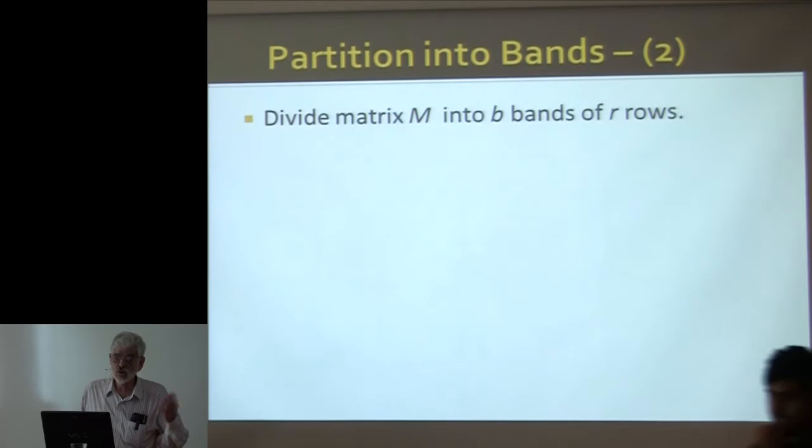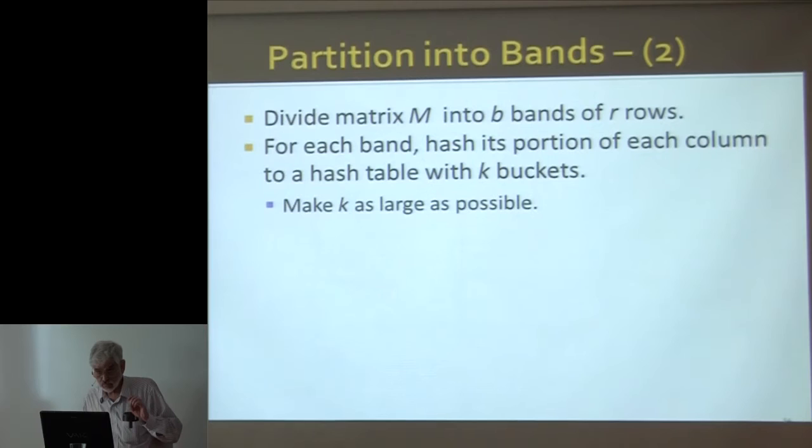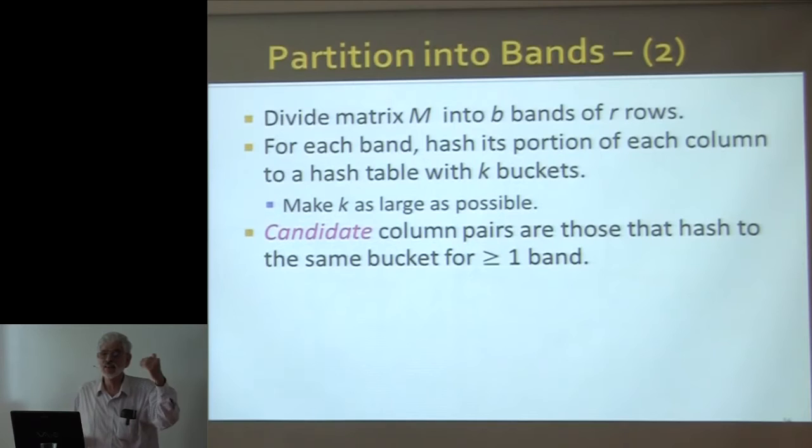As I said, the signature matrix is divided into B bands, R rows per band, and each of my hash functions corresponds to one of the bands. For each of these hash functions, I look at the vector of values in that band for each column. I hash it to a bucket, trying to use as many buckets as I can physically handle. The candidate column pairs will be those that hash to the same bucket in at least one of the bands.